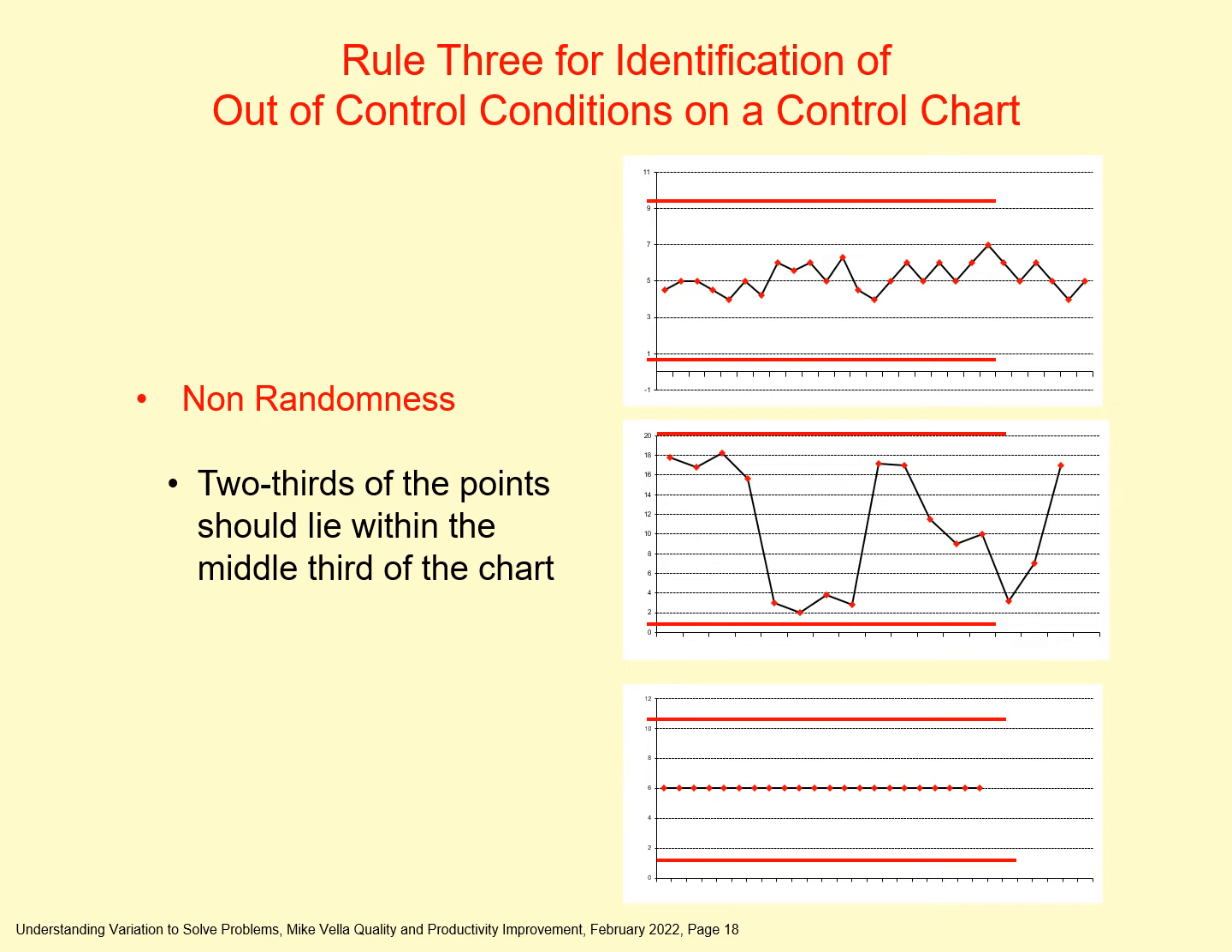In the middle chart, you see the same thing. Almost all of the points are near the control limits, and very few points are in the middle third. Again, that's non-randomness. You wouldn't expect to see that unless there's something wrong going on in the process. And of course, in the third chart, there's almost no variation going on, and really that's probably more of a measurement error problem that we're going to be talking about in just a little while. Rule 3, non-randomness.